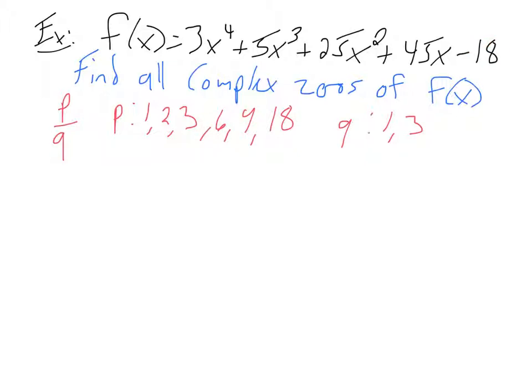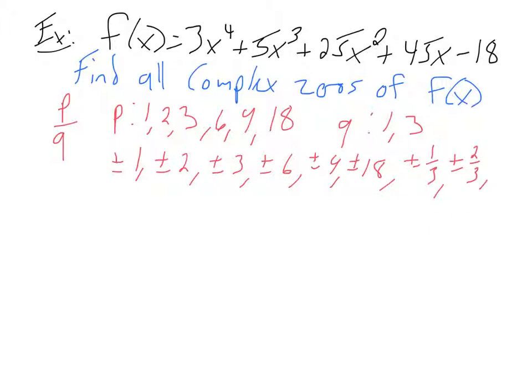So if the denominator is 1, of course, then we could have plus or minus 1, plus or minus 2, plus or minus 3, plus or minus 6, plus or minus 9, and plus or minus 18. If the denominator is 3, we could have plus or minus 1/3, plus or minus 2/3. 3/3 is 1, and we already have that, so we don't have to do 3/3. 6/3 is 2, which we already have. 9/3 is 3, and 18/3 is 6, which we already have. So the only two that have 3 as a denominator that we have to worry about are 1/3 and 2/3. The rest are fine. Okay?